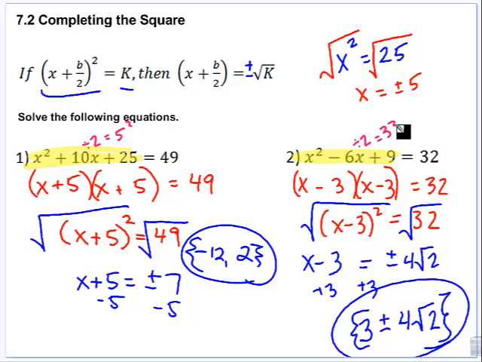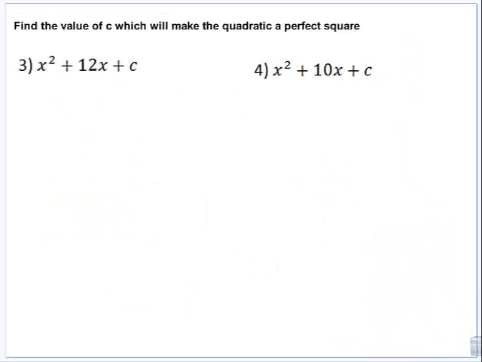Same thing for number 2. 6 divided by 2 is 3, and 3 squared is our 9. So that's going to be our process to find our perfect square. So number 3, x squared plus 12x plus c. We need to take our 12 and divide it by 2, and then we need to square that value. So 12 divided by 2 is 6, and 6 squared is 36. So here our value for c is 36.